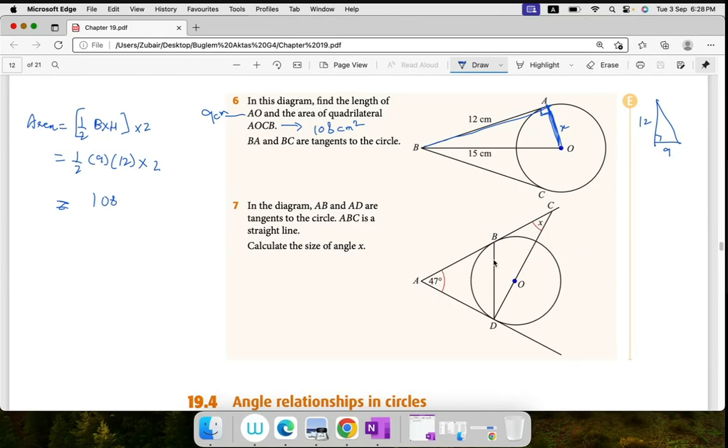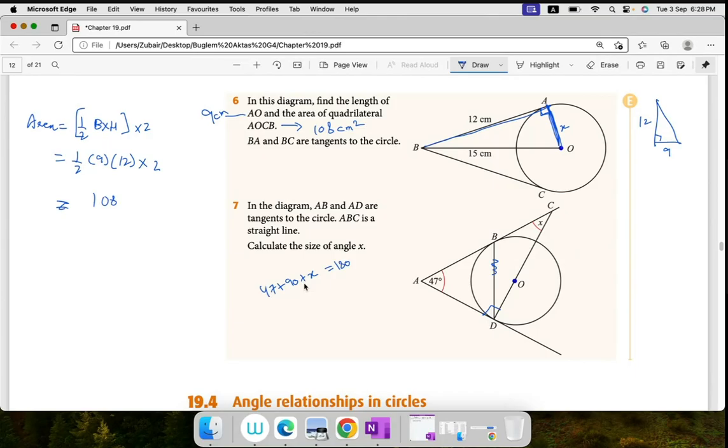Just ignore the line BD, and this is 90, and that's x. 47 plus 90 plus x is equal to 180. Oh, I didn't think of it that way. But I did it in a different way.